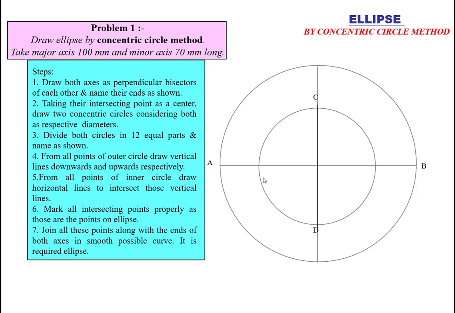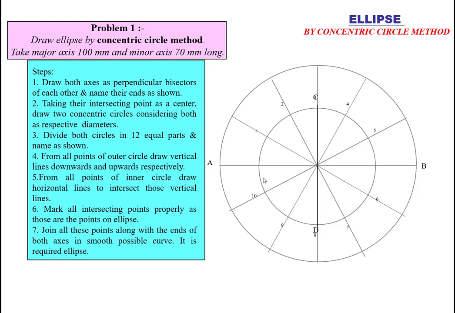So how can we divide a circle into 12 equal parts? Take a protractor, put it on line segment AB, and then mark 30 degree, 60 degree, 90 degree, 120 degree and 150 degree, and join them with the center. So we can get this type of drawing. Here we divided the circle into 12 equal parts. Now name them 1 to 12, on the inner and outer circle both.